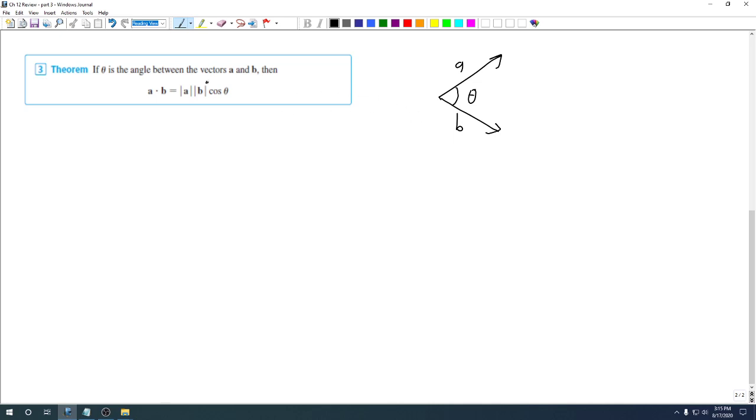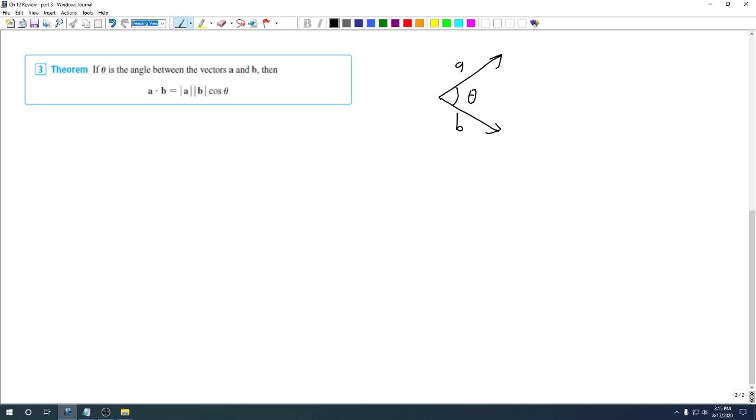And so we have a theorem that says that the dot product of these two vectors is going to be the product of their magnitudes, so the length of A times the length of B times the cosine of this angle. This just comes from the law of cosines. If you go back to trigonometry, there's a law of cosines dealing with the angles of a triangle versus the lengths of the sides of the triangle, and we can use that to prove this result.